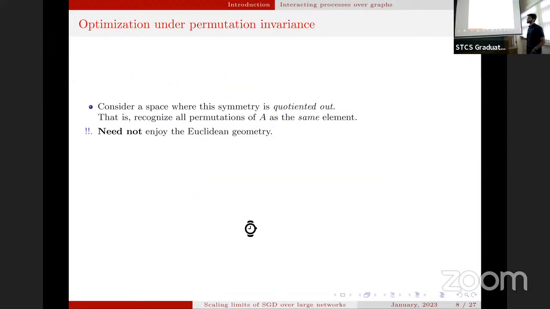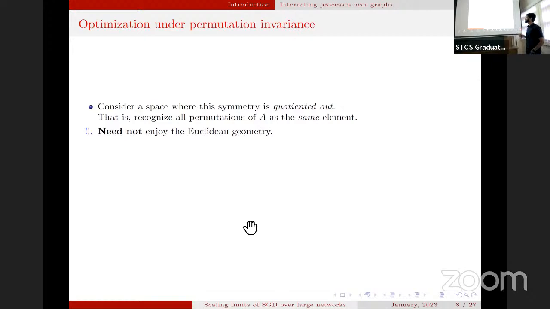On the M1 and N2, that will go to infinity. In this setting, as the size of the graph goes to infinity, I'll ask the same question. Right. So, okay, we want to quotient the symmetry out. Let's see how we can do that.